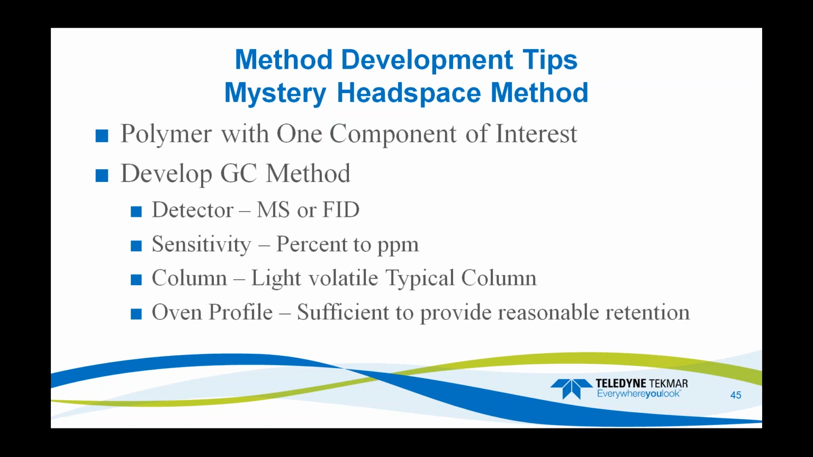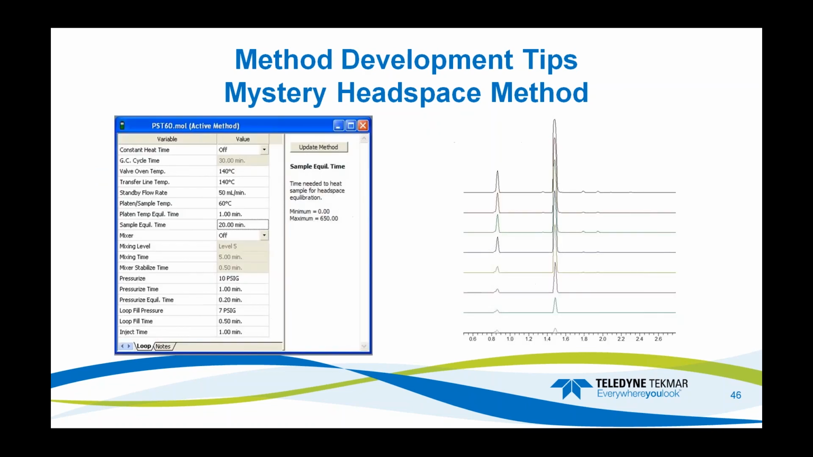The column, in this instance, it was a light volatile organic compound, so we just used a typical EPA type column that would separate out some of the lighter volatiles. We created an oven profile that was sufficient to provide reasonable retention time for this compound. So here's our method. We set up using MOM a series of temperatures starting from 60 degrees, going up 10 degree steps.